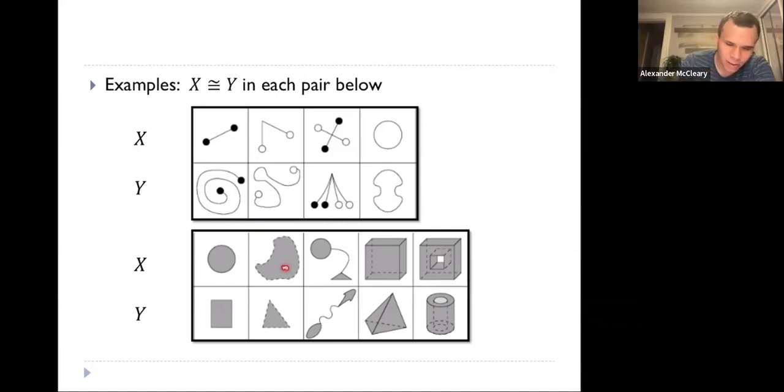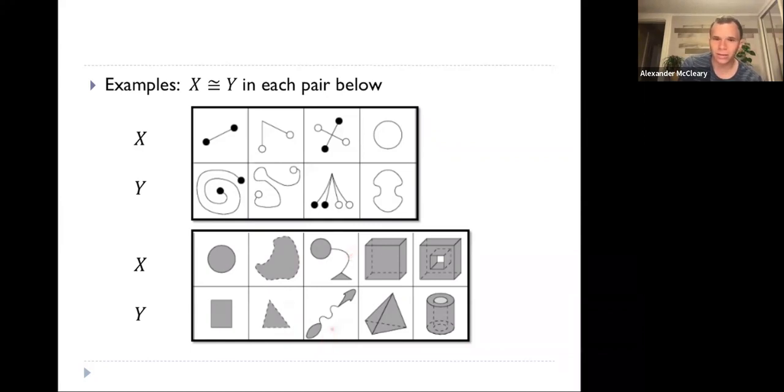Now here we have an open sort of blob shape and an open triangle. And these are the same topologically. You could imagine if this was made out of Play-Doh, you could squish it down until it looks like this, without ripping or tearing or gluing anything. These two are the same topologically.